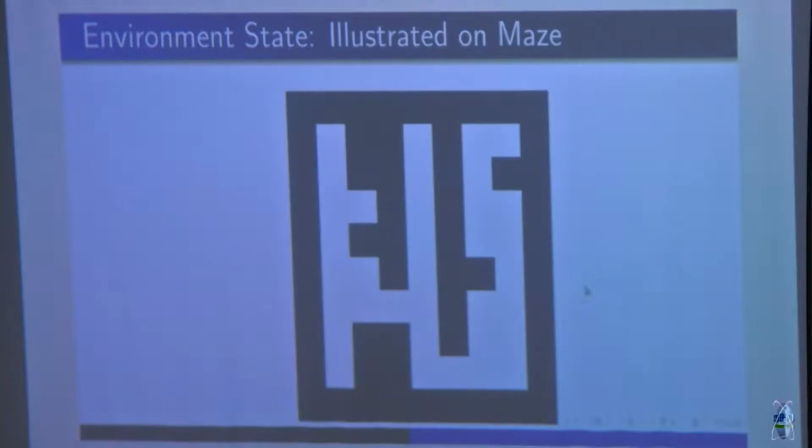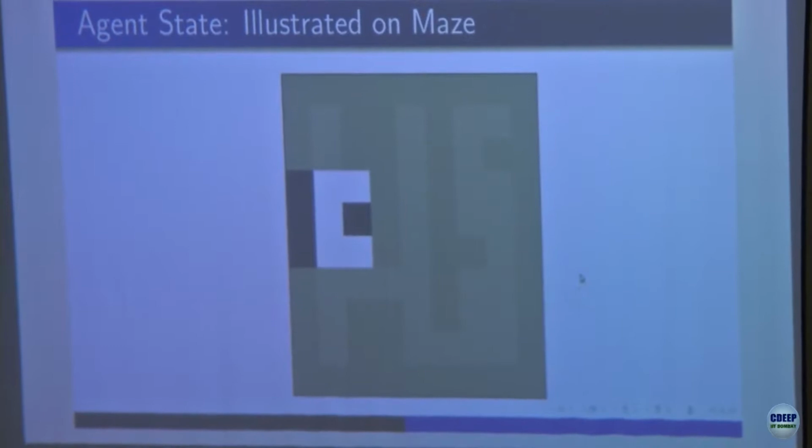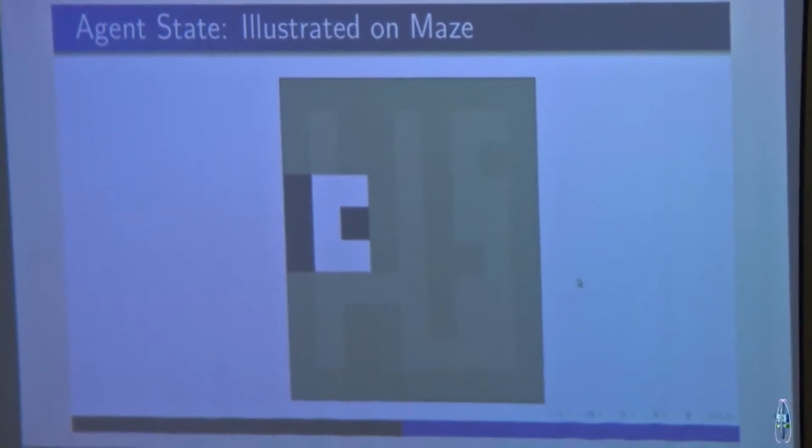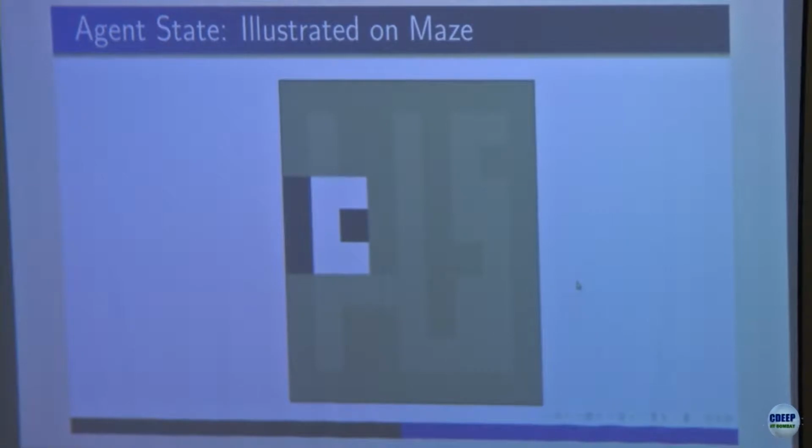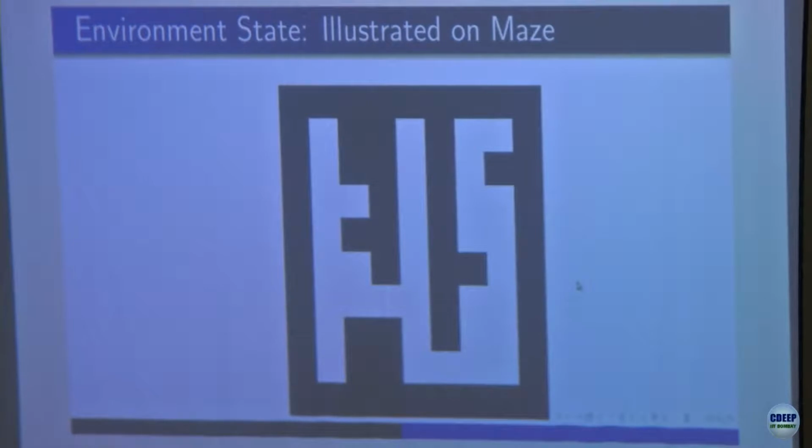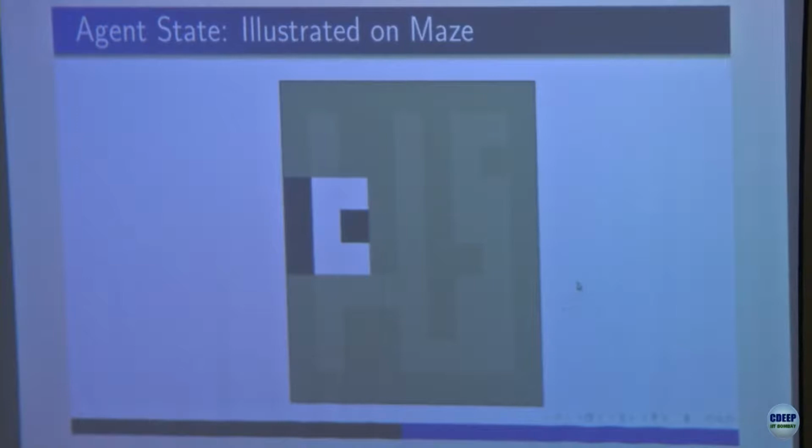Now let's take a simple example. This is the environment state for a maze. Let's say you have a maze that you need to solve. Now the agent doesn't have this full view. The agent only has a partial view of it. So this is the agent state, whereas this would be the environment state. So when you write your program, for us the world will be our agent state. We won't have access to the environment state, so we are only dealing with the agent state here.